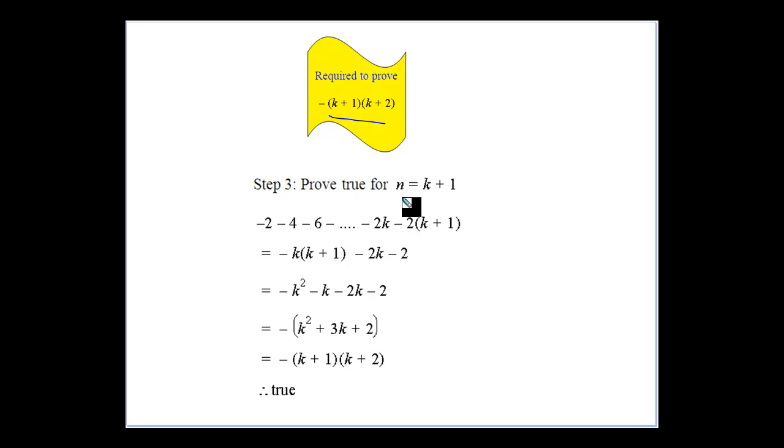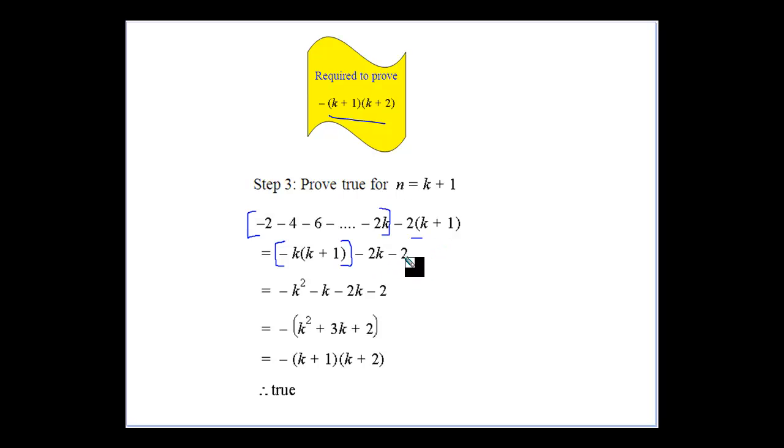So I start at the left-hand side. Start with what we're given. Our left-hand side, we'll prove it's going to be equal to the right-hand side. So again, there's our sum of the first k terms from step 2. And so we make our substitution of the k plus 1 term, so we can expand that out, minus 2k minus 2.